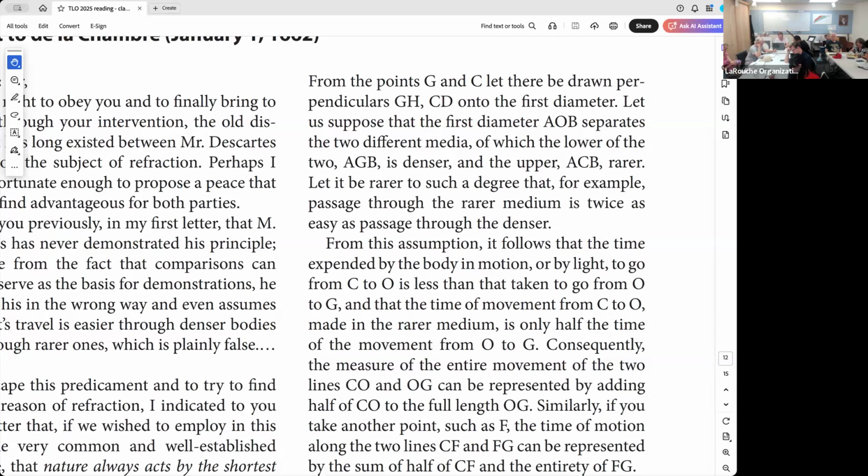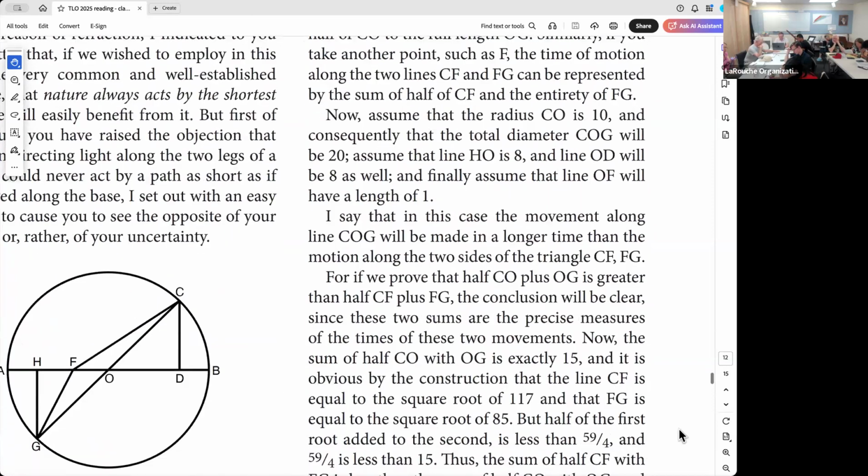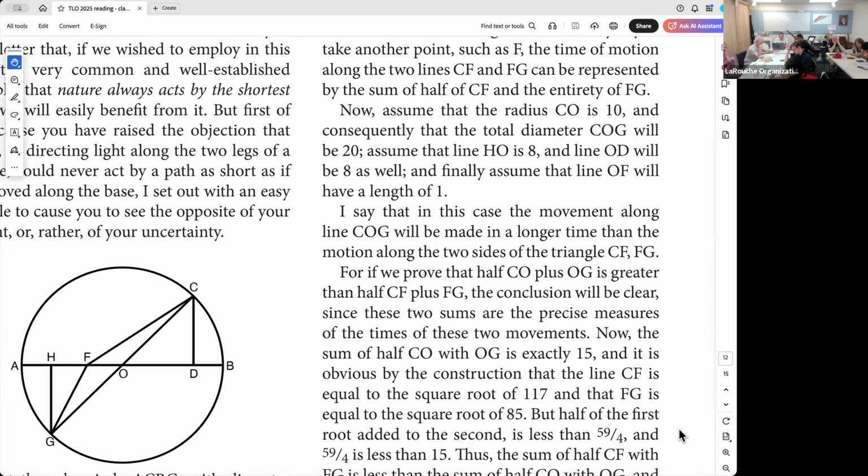From this assumption, it follows that the time expended by the body in motion or by light to go from C to O is less than that taken to go from O to G, and that the time of movement from C to O made in the rarer medium is only half the time of the movement from O to G. Consequently, the measure of the entire movement of the two lines, CO and OG, can be represented by adding half of CO to the full length OG. Similarly, if you take another point, such as the F, I've lost the place again.